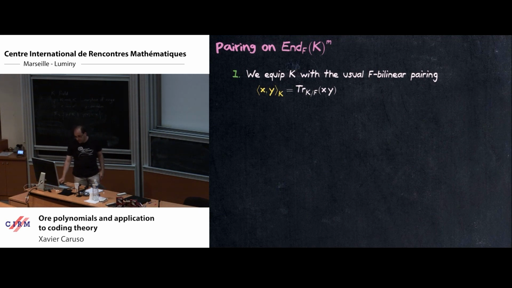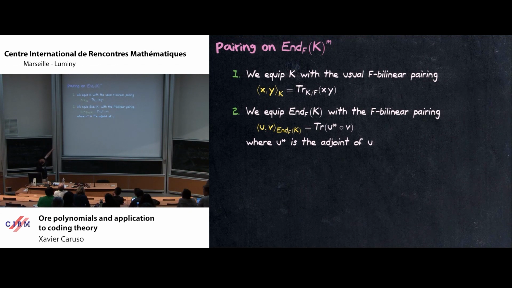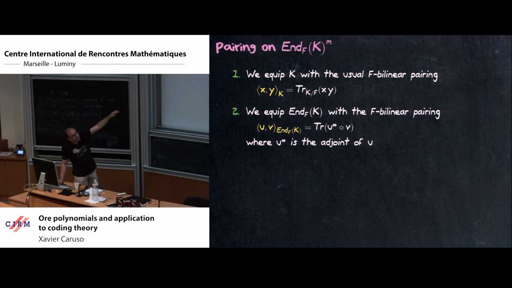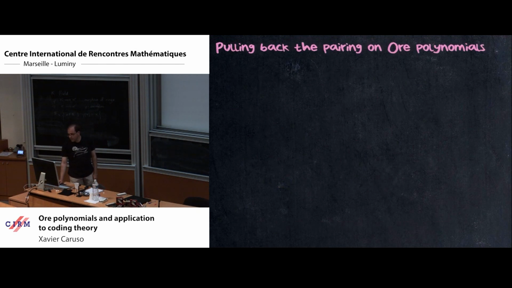For this, I need to proceed by steps. I first define a pairing on K, which is the usual pairing given by the trace. Then I can define a pairing over the endomorphisms of K by taking the usual formula, the trace of the adjoint of U composed with V. And then I have a pairing on the mapping, which is the sum of the trace. And this can actually be pulled back to array polynomials. So the pairing is defined by this formula.